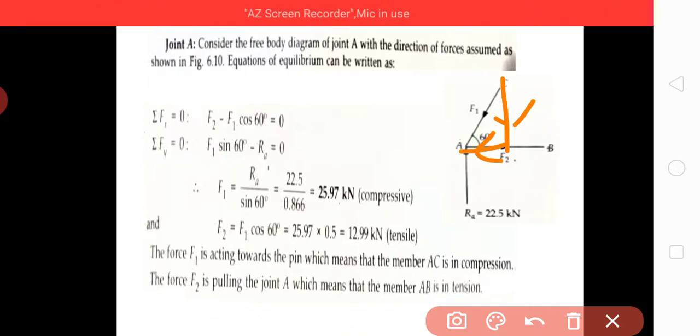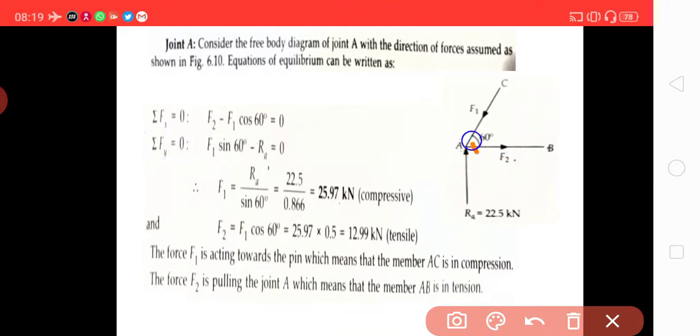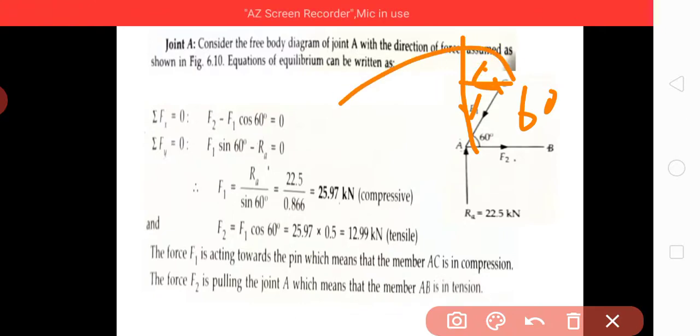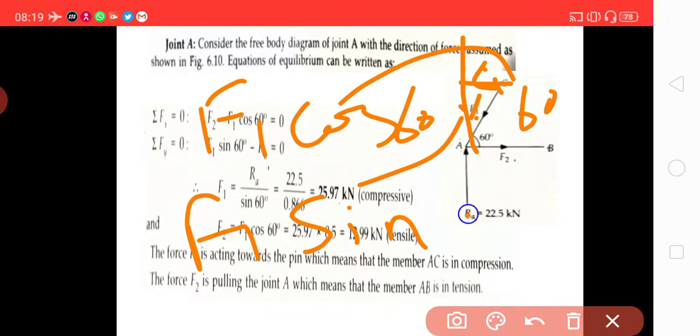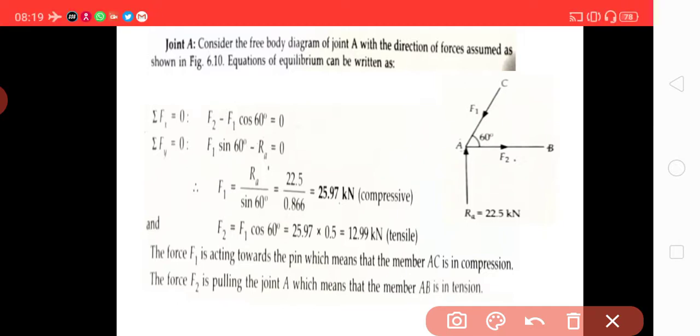So, he has resolved like this, or you can say again like this, he has taken this angle 60 degree, then this is F1 cos 60 and this is F1 sin 60, this is up to you how you calculate it. So, F2 minus F1 cos 60 equal to 0 and summation Fy equal to 0 means F1 sin 60 minus RA equal to 0, which gives you F1 equal to 29.97 kN, that is compressive, and F2 equal to 12.99 kN tensile.